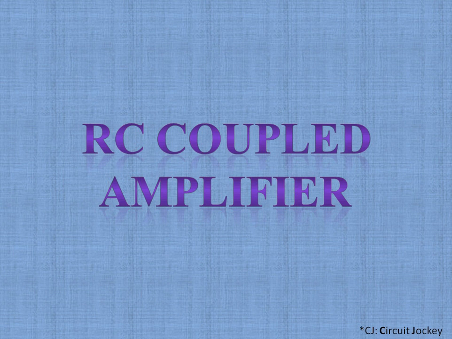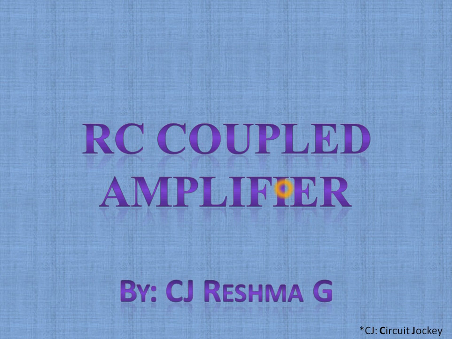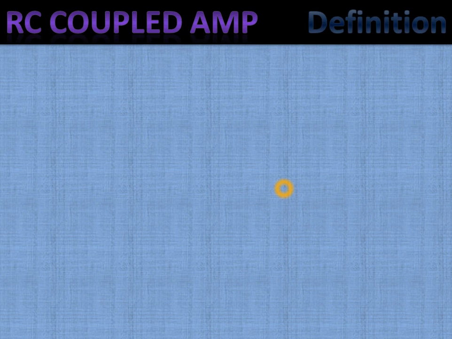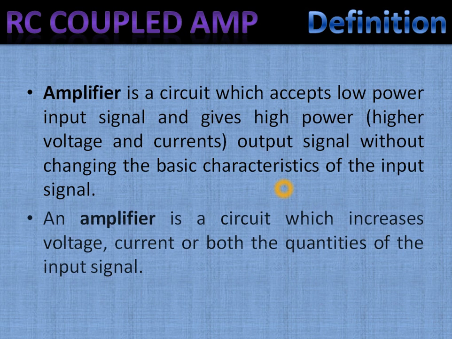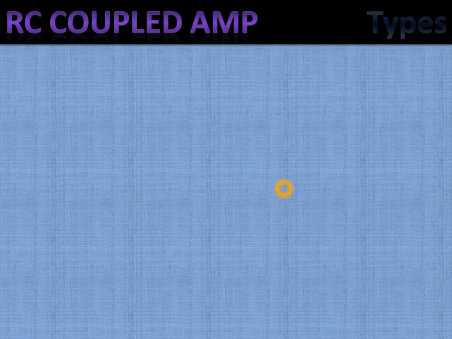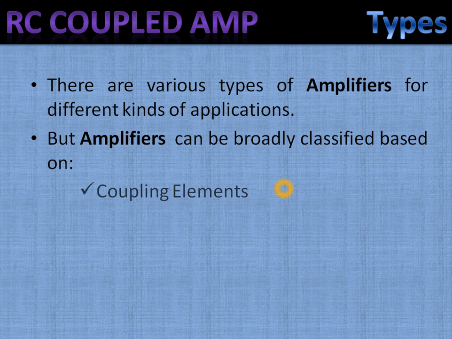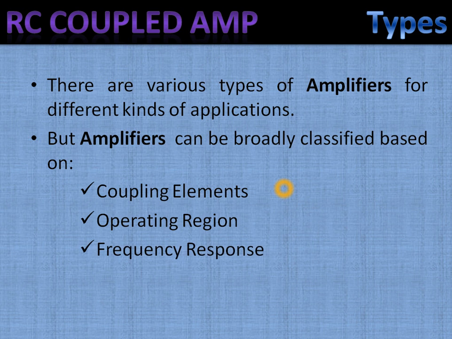Now let's deal with one of the interesting circuits called amplifiers, basically about RC coupled amplifiers. Any circuit that increases the signal strength is an amplifier. An amplifier accepts a low power input signal and gives a high power output signal without changing the basic characteristics of the input signal. Amplifiers are classified based on coupling elements, operating regions, frequency response, and applications.